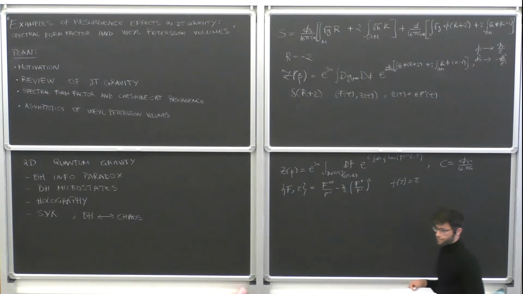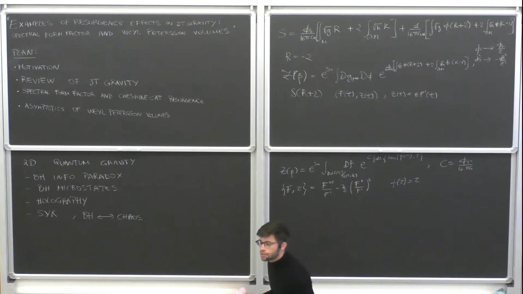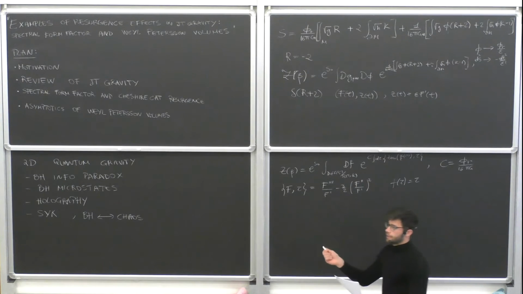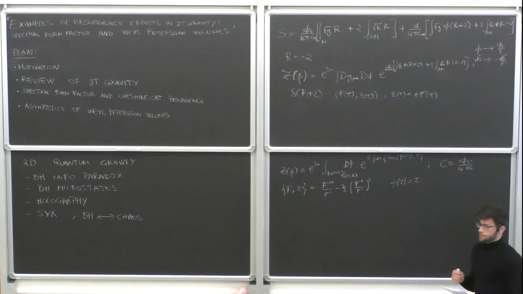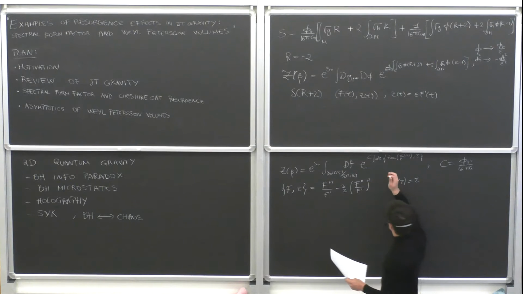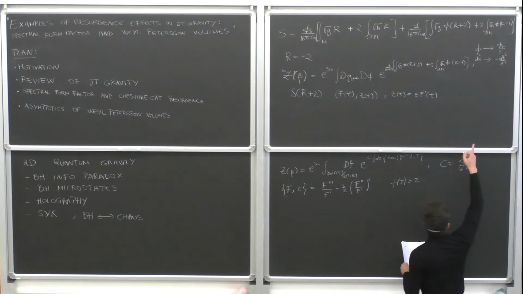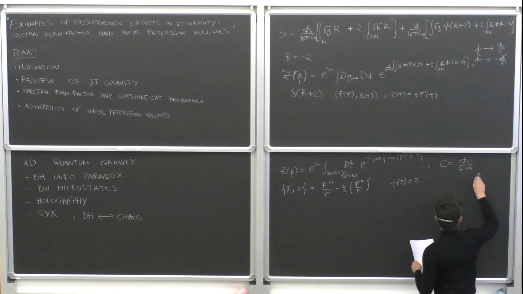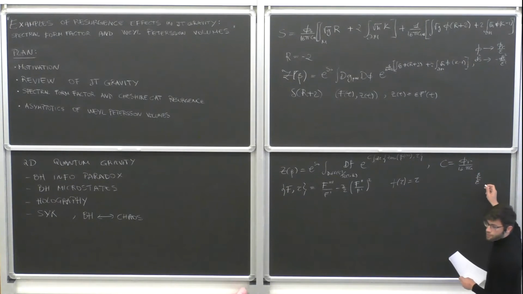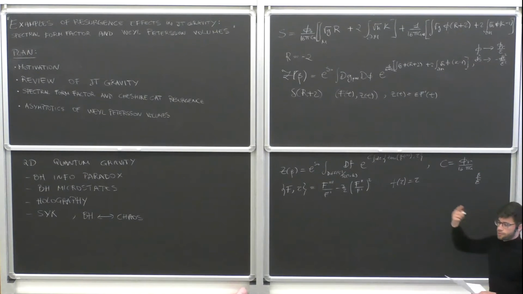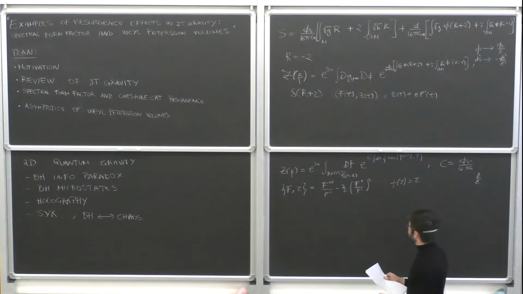Yeah. Sorry, I didn't hear you. Yes, that's what I'm doing, and let's say the length of the boundary would be beta over epsilon, and I'm considering beta as the length of the thermal circle. Okay.